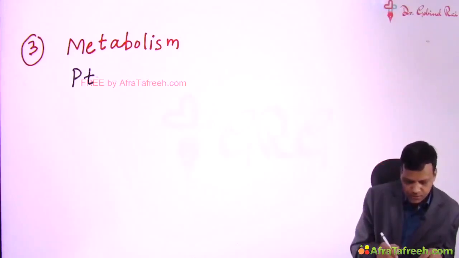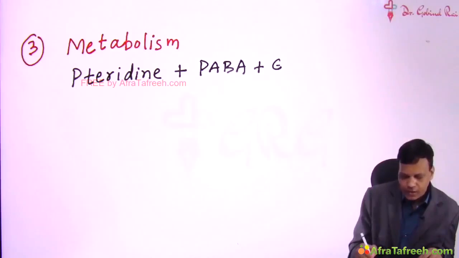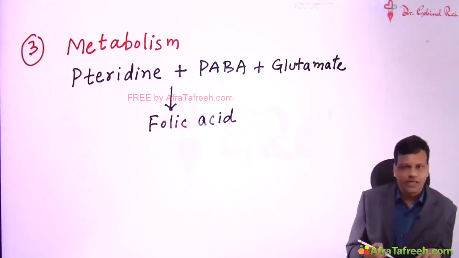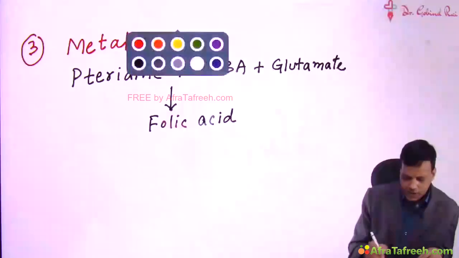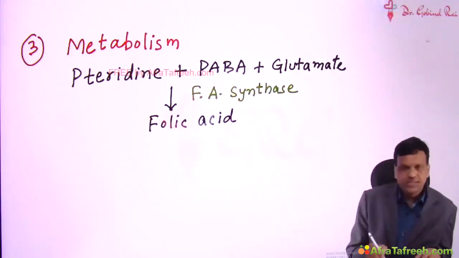So, three substances: pteridine, para-amino-benzoic acid, and glutamate. These three substances combine together to form dihydrofolic acid. Dihydrofolic acid is simply named as folic acid. The enzyme involved is folic acid synthase. This is the same folic acid which we take in diet, dihydrofolic acid.